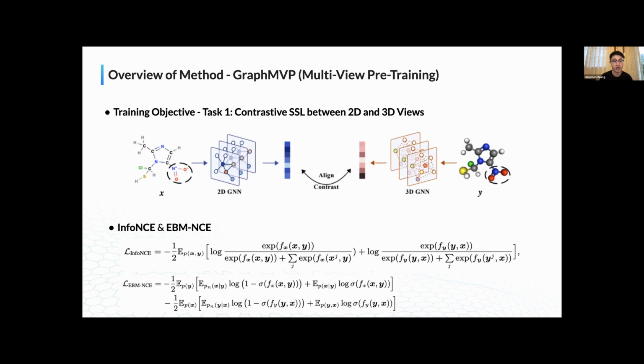There are various loss formulations that we can choose for contrastive learning. In the paper, we stick to either InfoNCE or EBM-NCE. They have different formulations and different physical interpretations. For the details, please check the paper and the relevant literature as well.